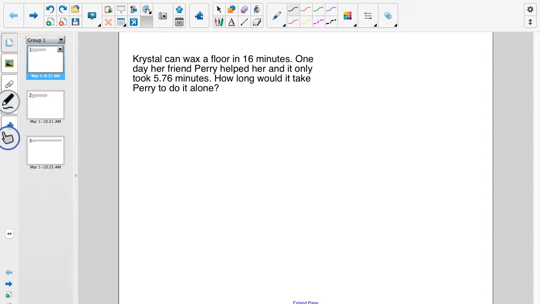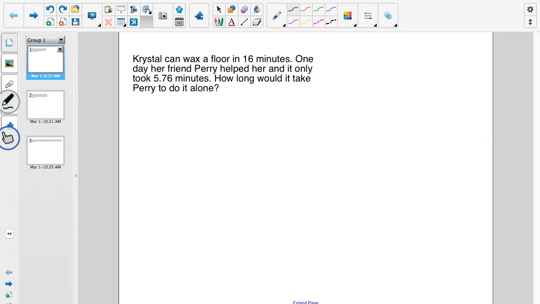So in the example here, as you can read, Crystal can wax a floor in 16 minutes. One day her friend Perry helped her and it only took 5.76 minutes. How long would it take Perry to do it alone? So basically what we're going to do is set up the equation, and we have Crystal's portion of the combined work plus Perry's portion of the combined work equal the entire job.